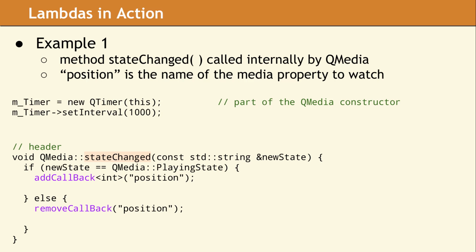The purpose of the stateChanged method is to decide if we need to add a new callback or remove an existing one. When the user switches between the modes, the stateChanged method will be called with an argument indicating the new state. The position property holds an integer value indicating where we are in the audio file. Note that when we call the AddCallback method, we pass a template parameter of int. This allows us to specify the data type associated with the position property.